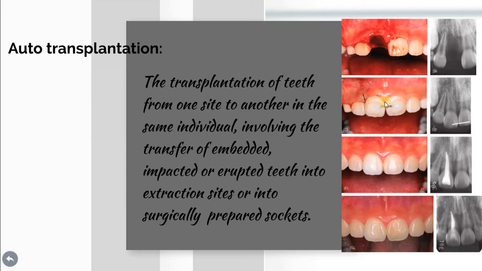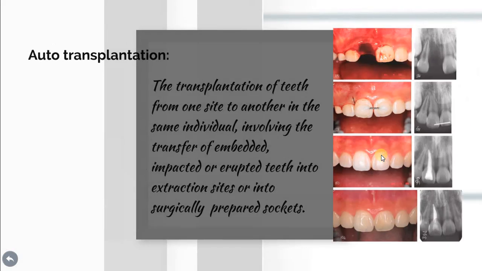And we have auto-transplantation in the same place. For example, a tooth is affected, we remove the tooth, we do an endodontic treatment for it, and we remove any cysts periapically, then we put the tooth back inside the socket and we try to fix it.